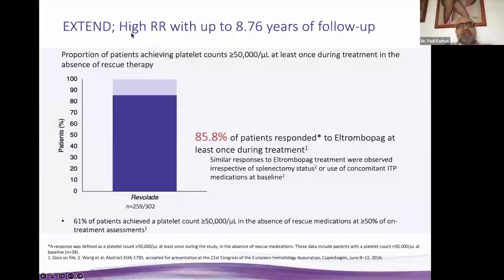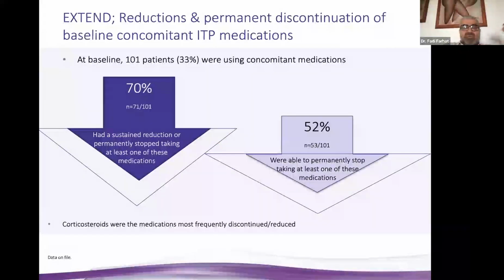And here we can see that there was a high response rate with up to 8.7 years of follow-up with the arm of Revolade. So 86% of patients responded to eltrombopag at least once during the treatment, which means that we are really receiving good responses and maintained. And we have 60% of the patients achieving what we call response rate, more than 50,000 platelets in the absence of rescue medication, okay, which is important.